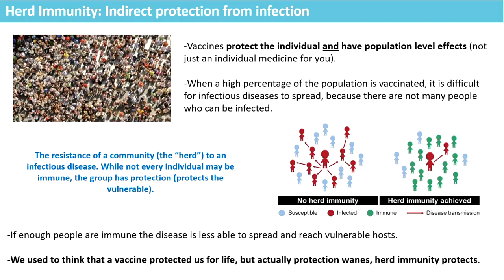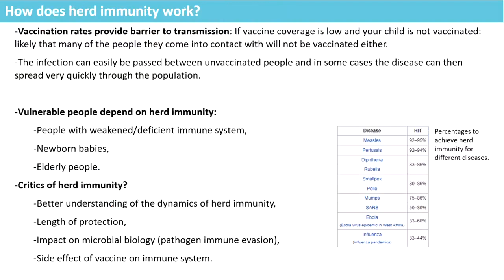Here we have no herd immunity, we have an infected individual, and it's just going to run wildfire through the population. However, if we have herd immunity, so a large number of immune individuals, that's a barrier to the disease spreading in the population. It's really important for protecting vulnerable individuals. We used to think that a vaccine would offer us protection as an individual for life, but we know that's not true. Really, it's herd immunity that's protecting us as a herd, essentially.